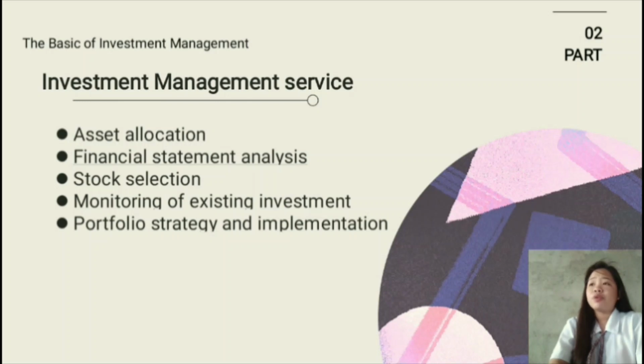Research suggests that allocating among asset classes has more predictive power than the choice of individual holdings in determining portfolio return. Next is statement analysis. It is the process of analyzing a company's financial statement for decision-making purposes. External stakeholders use it to understand the overall health of an organization as well as to evaluate financial performance and business value.